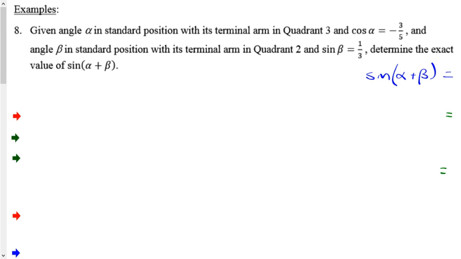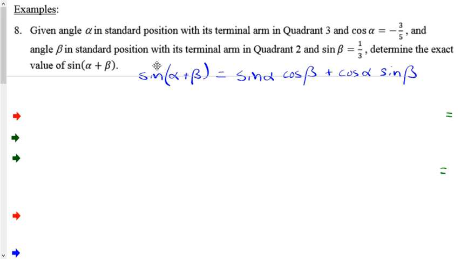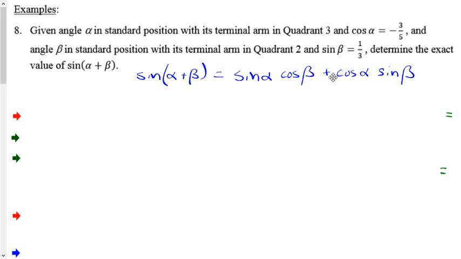Next example. We have an angle alpha in standard position, terminal arm in quadrant 3, and we know the value of cosine. We have an angle beta in standard position, its terminal arm is in quadrant 2, and we know the value of sine of beta. We want to find the exact value of sine of alpha plus beta. So we look at our identities and we see sine of alpha plus beta is equal to sine alpha cos beta plus cos alpha sine beta.